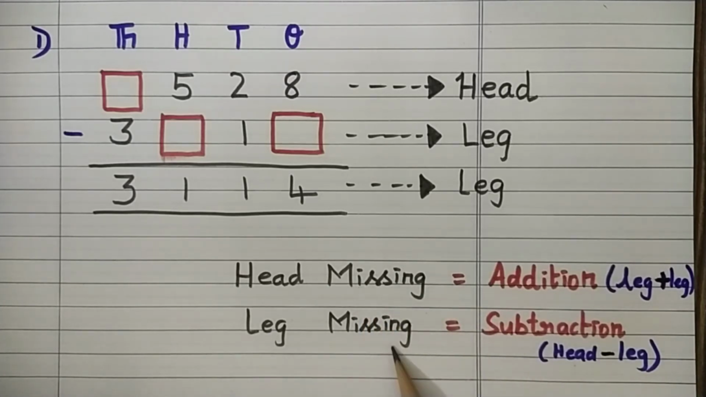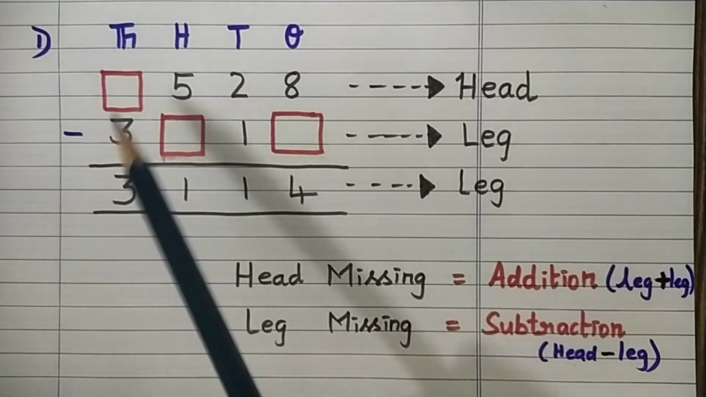When a leg is missing, you have to subtract. Subtract what? Head minus leg. You have to subtract the leg from the head. Remember that, children. Head missing means addition. Leg missing means subtraction. This is a trick, children. If you remember this, you can easily do this sum.